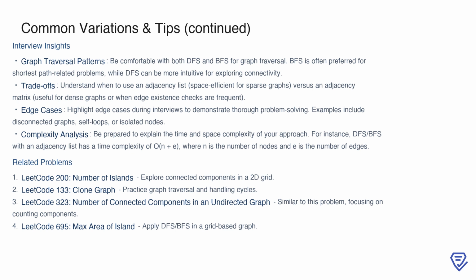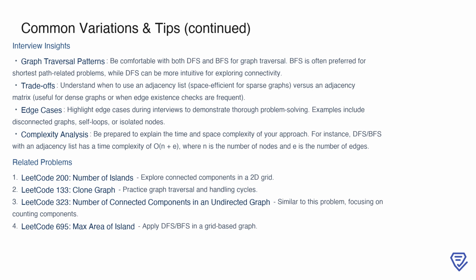Now, let's shift our focus to insights that can help during interviews. Being proficient in both DFS and BFS is essential for graph problems. While BFS is commonly used for shortest path problems, DFS can be more intuitive for exploring general connectivity. It's also important to understand the trade-offs between graph representations. For sparse graphs, an adjacency list is space-efficient, whereas an adjacency matrix might be better for dense graphs or when you frequently check for edge existence.